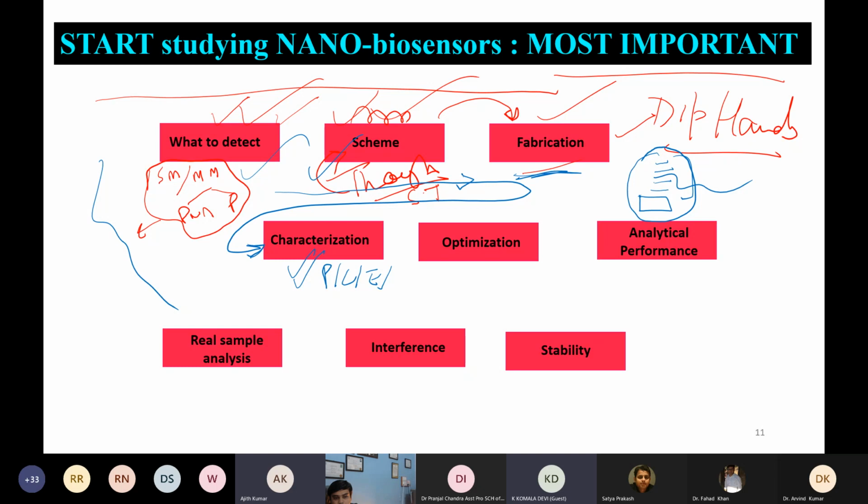The fabrication process we can do here in India. Yeah, of course. Labs, of course. Absolutely no problem. You can do it in my lab.